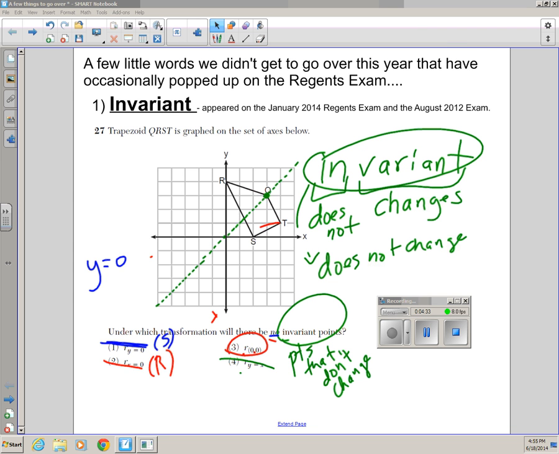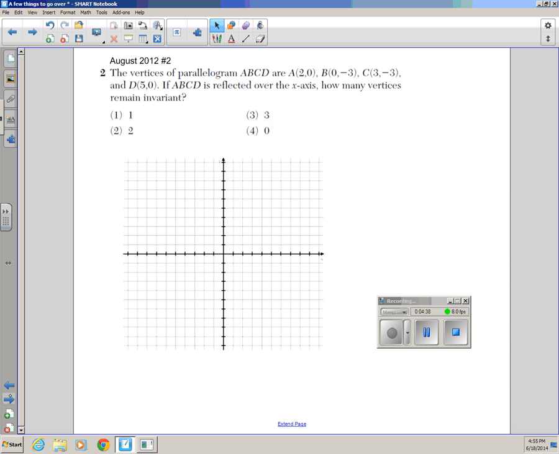That's a hard question, even if you know what the word invariant means, because you've got to go through the choices. All right, here's another one. This was August 2012, number 2. It says the vertices of parallelogram ABCD are A, which was (2, 0), so here's A; B, which was (0, negative 3); C, which was (3, negative 3); and D, which was (5, 0), and there's D. If ABCD is reflected over the x-axis, how many vertices remain invariant?